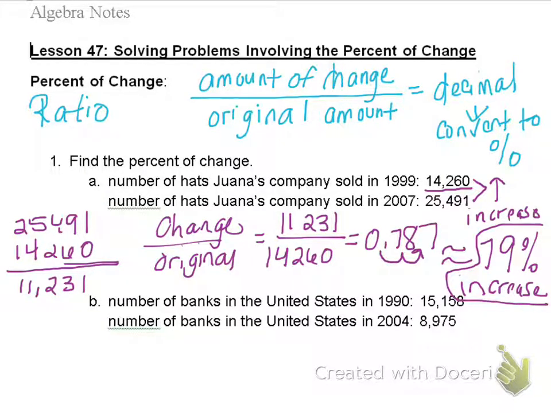Okay, the next example. The number of banks in the United States in 1990 and the number of banks in the United States in 2004. So we can see here that this number is going down, so it's a decrease. So in our answer, we're going to specify decrease. And then we need to find the amount of change, so 15,158 minus 8,975. And that equals 6,183.